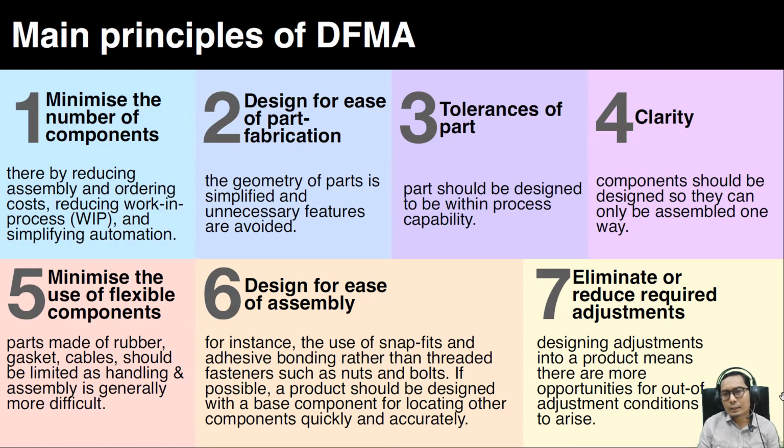So there are seven main principles of design for manufacturing and assembly. The first one is to minimize the number of components, meminimumkan bilangan component. Thereby reducing the assembly, we can achieve this principle by reducing assembly and ordering costs, reducing the work in process, which is the WIP, and also simplifying the automation.